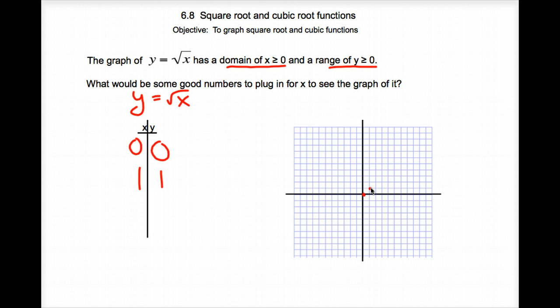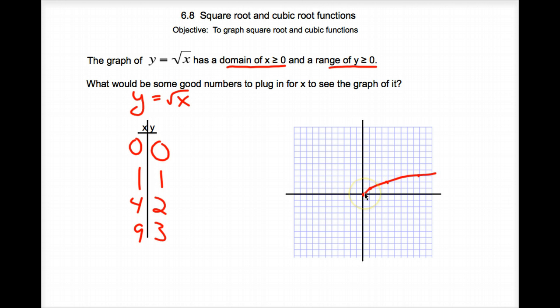You can plug in 2 and do square root of 2, but that's not much fun. So we're actually going to plug in nice, easy numbers to work with. We've used 0, we used 1. The next easy one would be 4, because the square root of 4 is 2. And one more would be 9. The square root of 9 is 3. So I got (4, 2) and (9, 3).